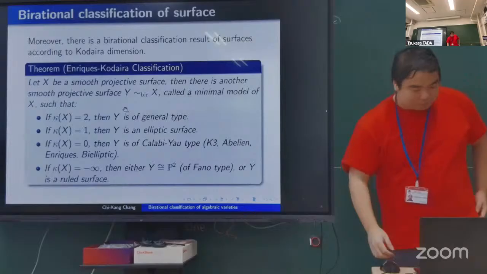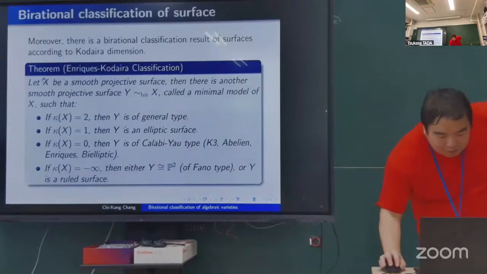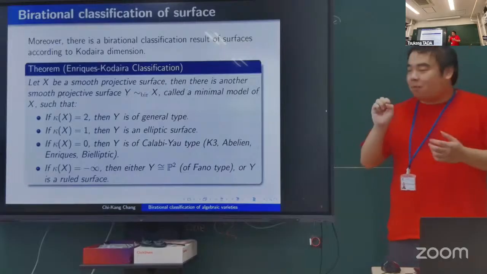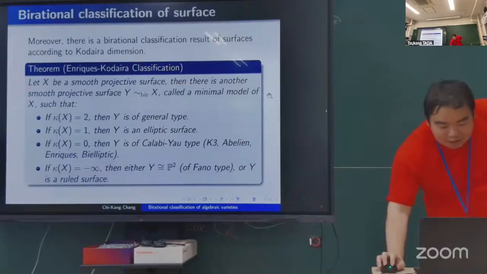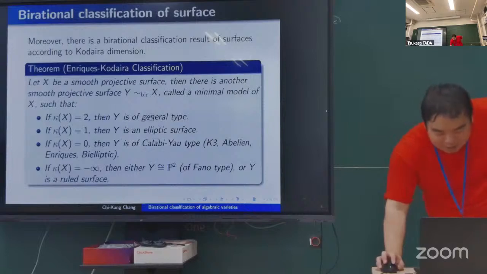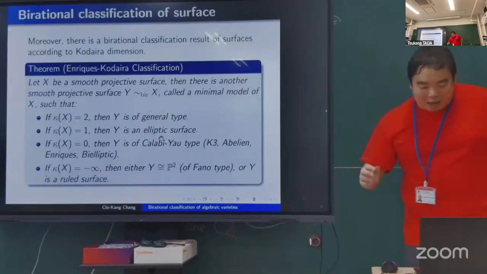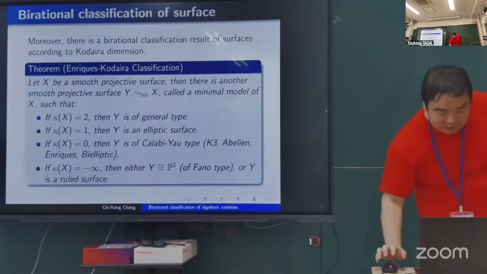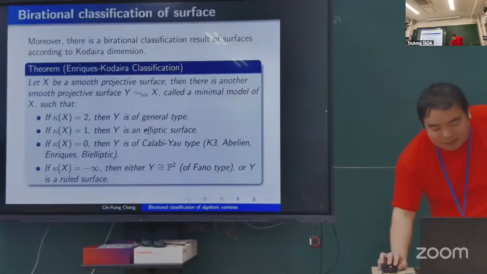That is, for a smooth projective surface, we always have a good minimal model, and the good minimal model must be one of these forms. It must be either general type, Calabi-Yau type, or Fano type. That is already basic type, or it should be a fibration over another curve, and fiber and base are both basic type.